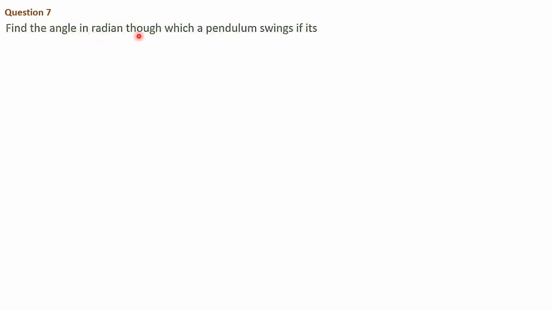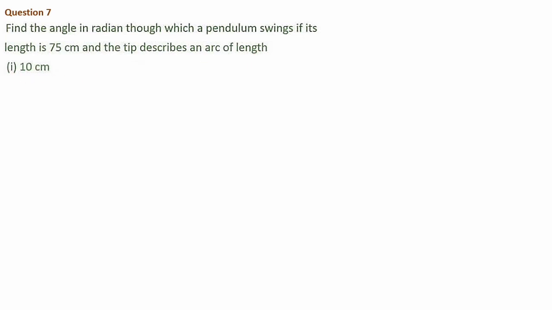Move on to the 7th question. Find the angle in radian through which a pendulum swings if its length is 75 cm and the tip describes an arc of length, here the first one is 10 cm. Let's go through the question. Find the angle in radian through which a pendulum swings. What is a pendulum? I will show you in the diagram. If its length is 75 cm. The length of the pendulum is 75 cm and the tip describes an arc of length 10 cm.